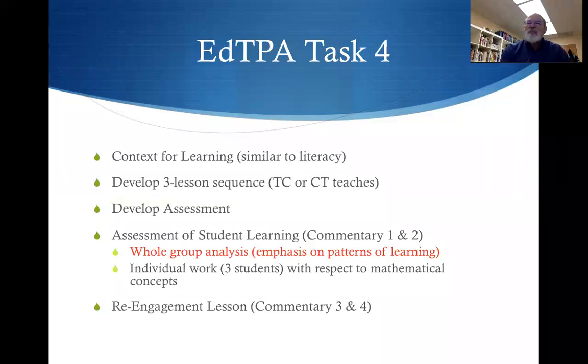Are a great percentage missing a certain question? Are they missing certain concepts? So you're looking at the whole picture here, and not just one or two individuals.